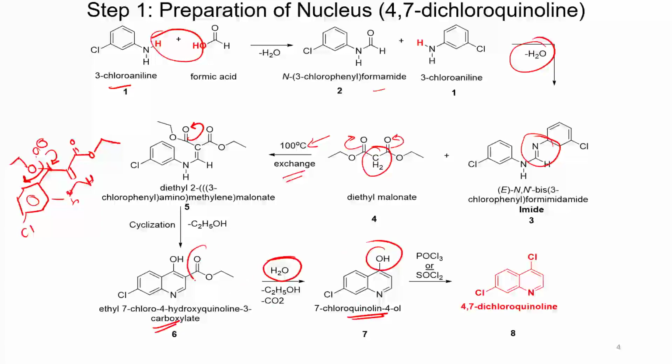There is complete removal of this C2H5OH group from here, and that alcohol group is converted into chlorine with the help of POCl3 and SOCl2, which are very helpful to convert OH to Cl. So that is basically the preparation of our nucleus.